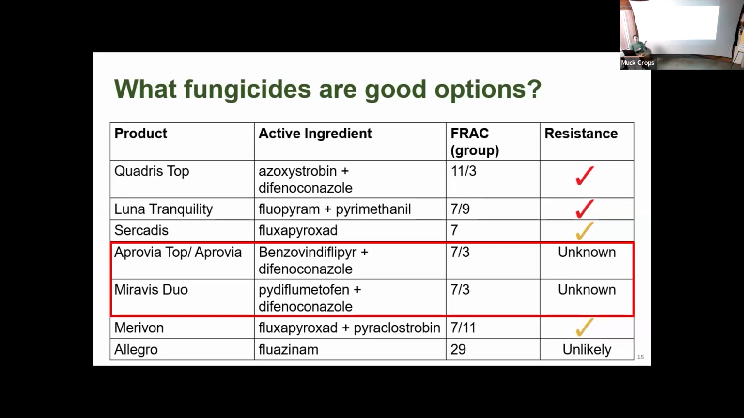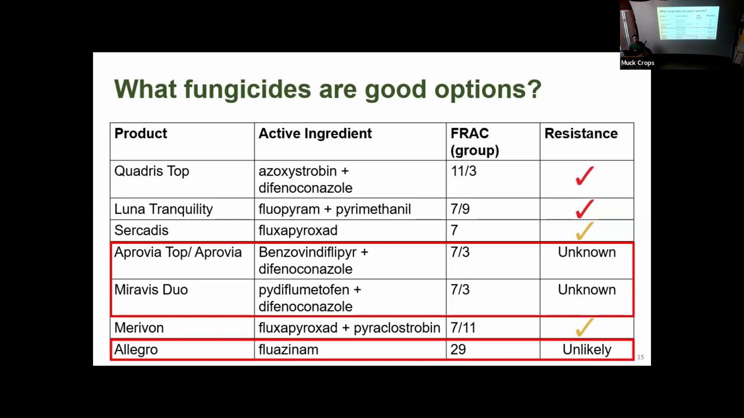So we haven't assessed a Proviatop or Miravis Duo for resistance, but we do know that these products contain one group 7 active ingredient, which probably has some level of resistance, but it may not have as much resistance as Circadus or Miravon. So that's something to consider, but we are still seeing efficacy with Miravis Duo in our field trials. So that could be a good option. As well, we are seeing efficacy with Allegro in our field trials, and this is unlikely to develop resistance. So this is a really useful product to rotate those FRAC group 7s with.